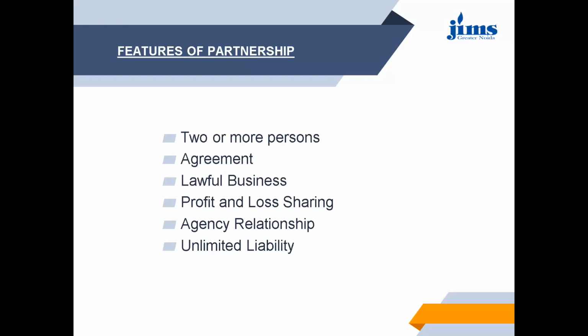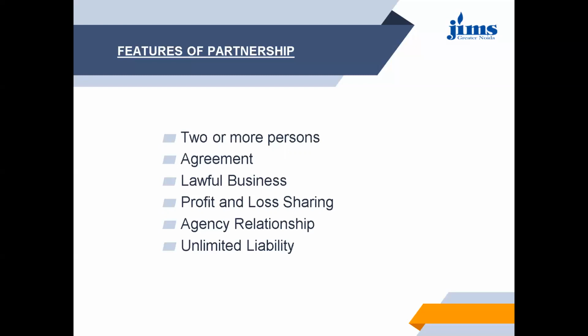Next feature is agency relationship. There has to be an agency relationship between the partners. Every partner is a proprietor and agent of the firm. So business may be carried on by all or any of them acting for all. Each partner is entitled to take part in the management of the day-to-day business of the firm. They represent other partners in dealing with third parties.